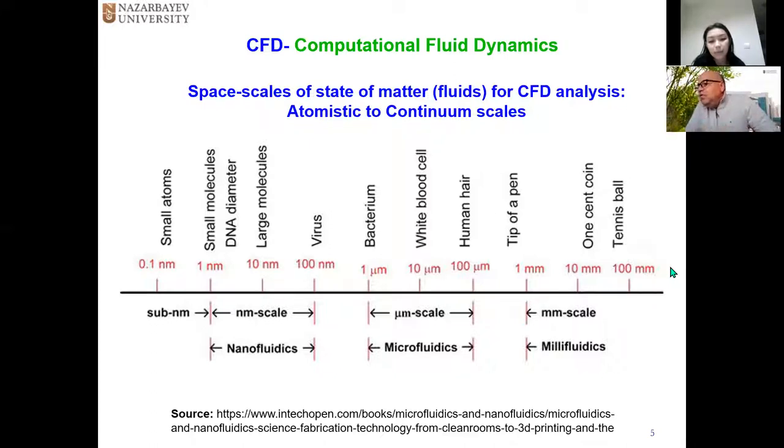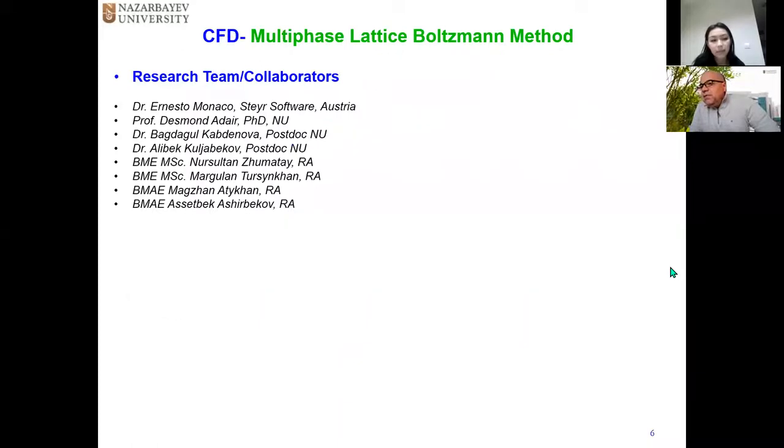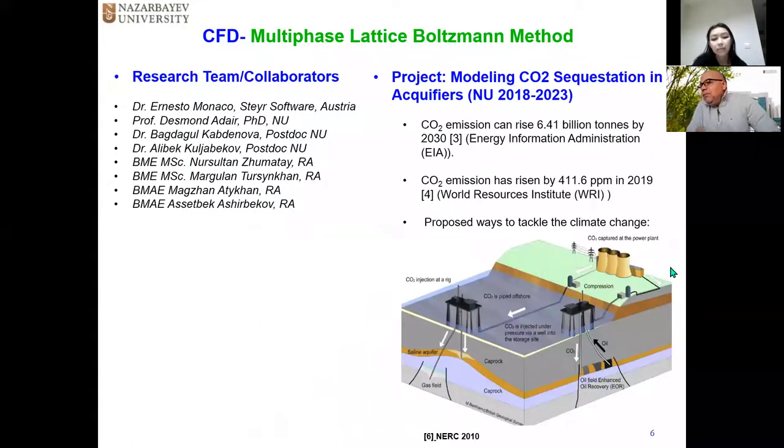So you need to figure out first, what is the scale of the problem you want to solve? Because depending on the scale, we need to use the proper tool. So in this work that I will present now, we analyze the problem of carbon dioxide sequestration.